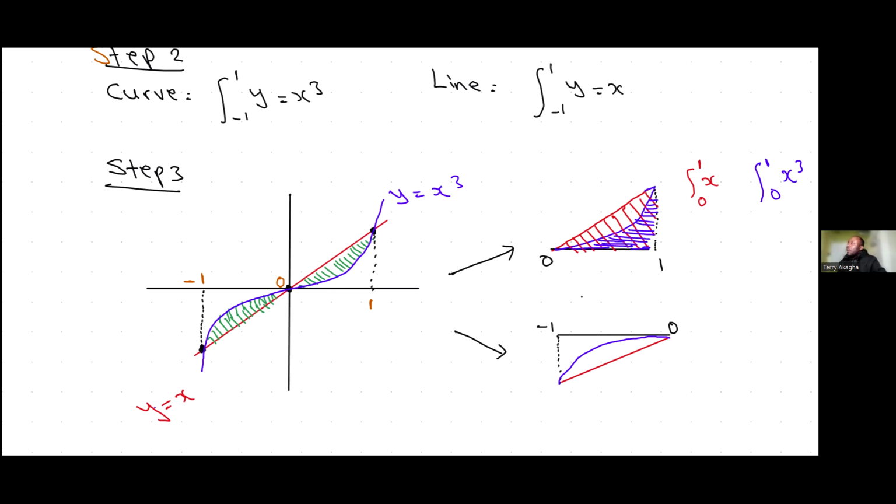But we're not looking for this. We're looking for the one in the middle here, the green one. We're looking for this green one here, this space here. Okay? That's the space we're looking for. We're looking for this space here.